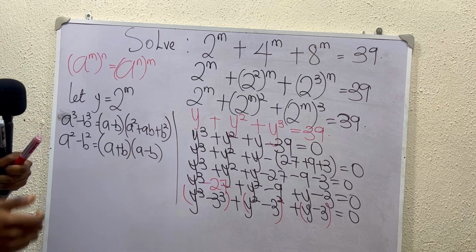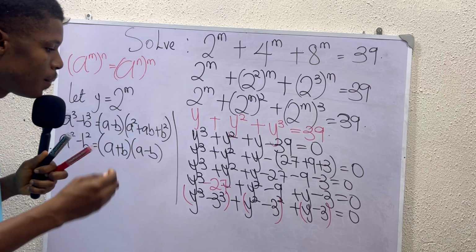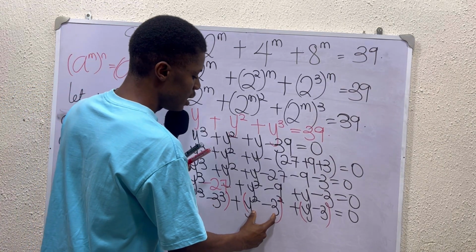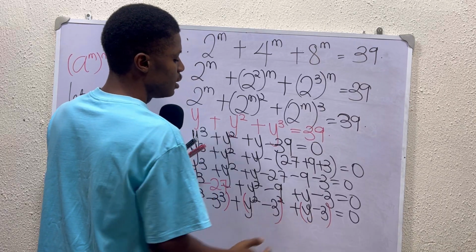Okay? So if you have that now, this is simple. So what do we do here? This is a cubic term. This is clearly a difference of two squares, and this is a linear term.